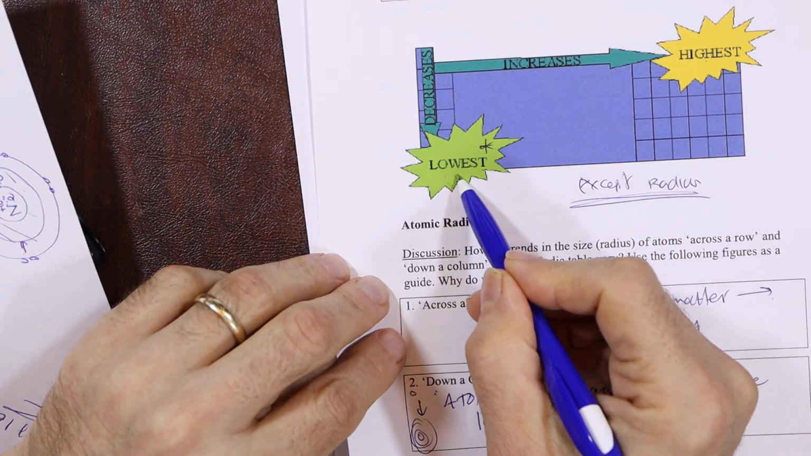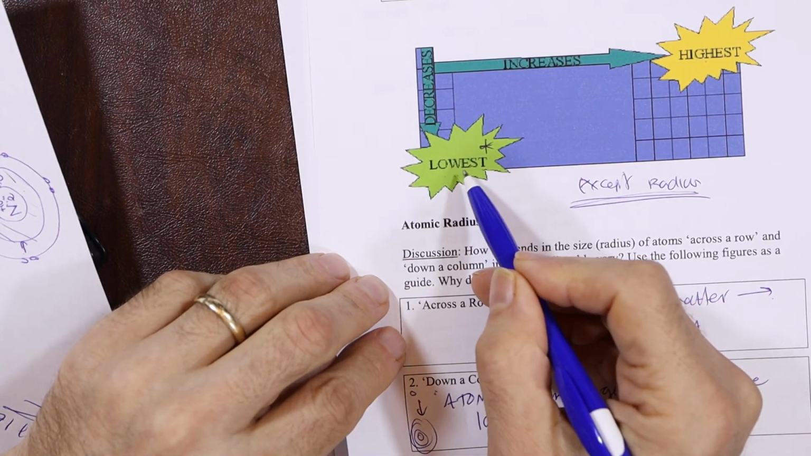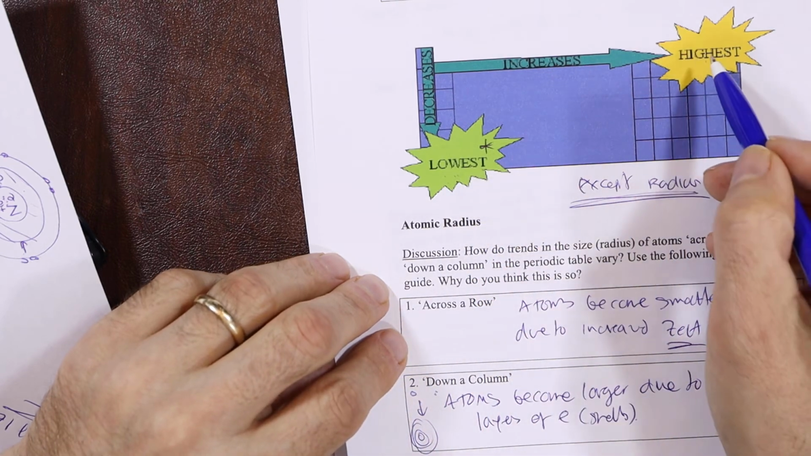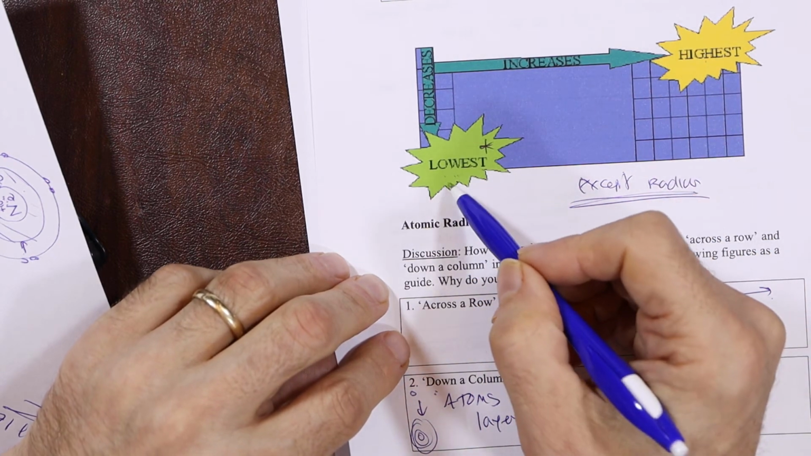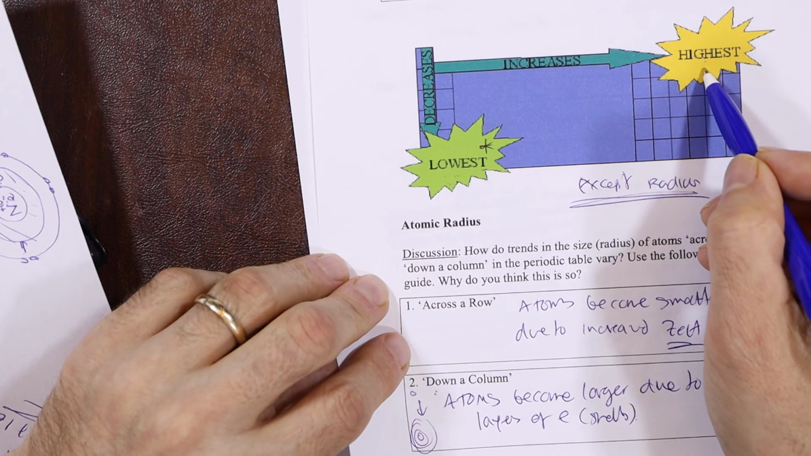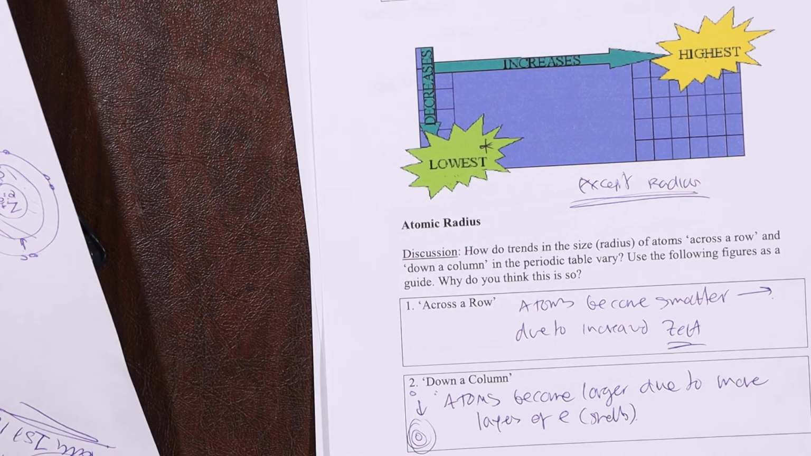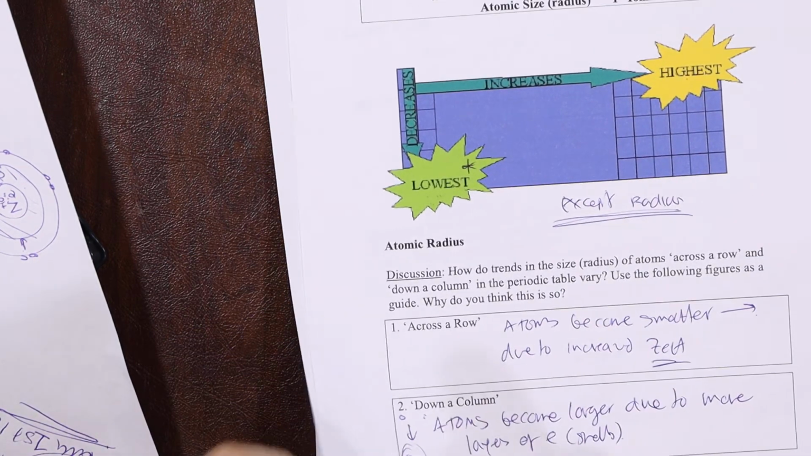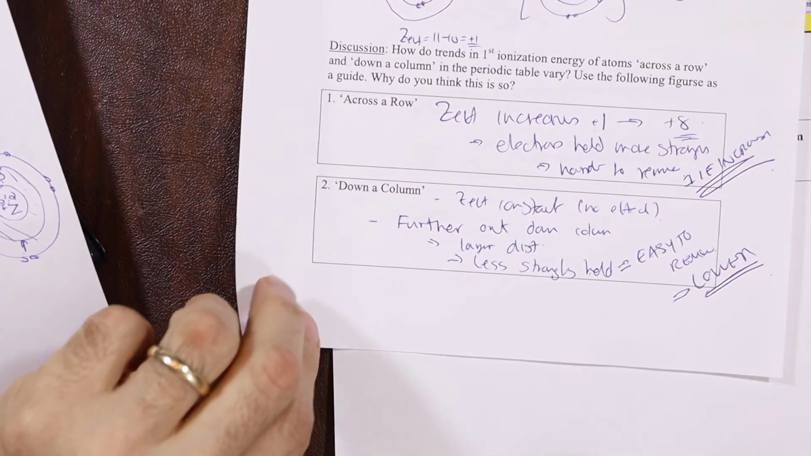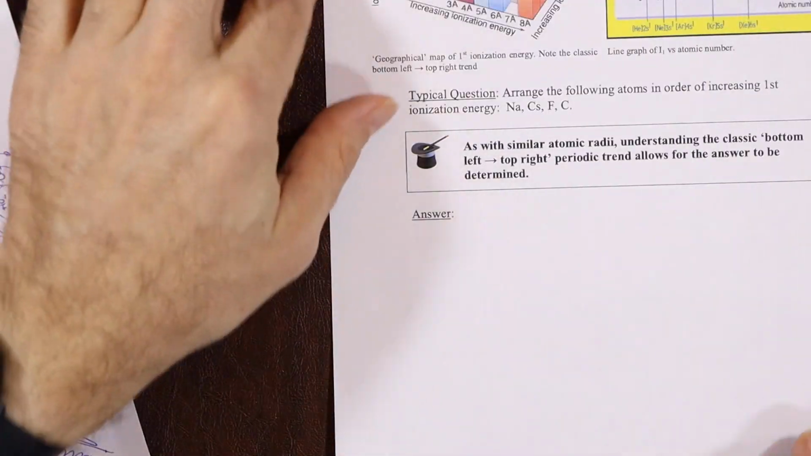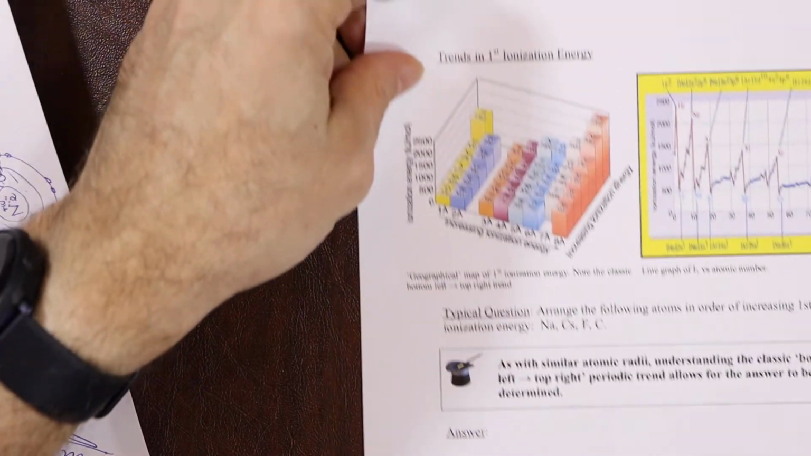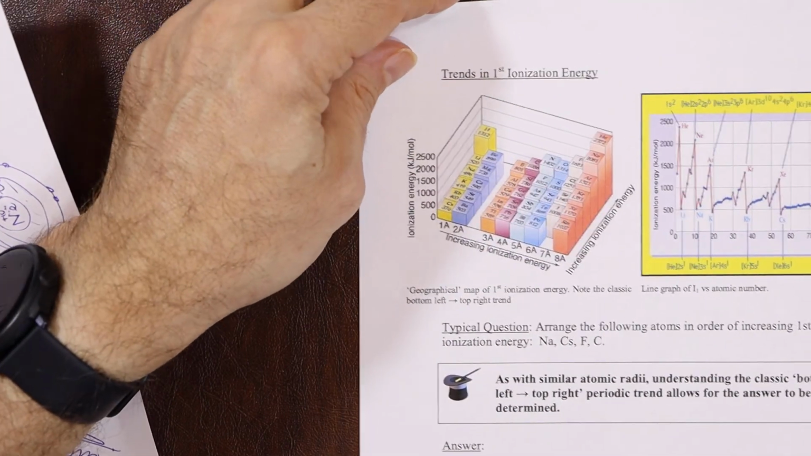So first ionization and electronegativity are lowest bottom left, highest top right. Switch it for radius: highest radius bottom left, smallest radius top right. So the odd one out is radius. We said that already. So now you know the kind of answer, so to speak. Bottom left is low, top right is high.